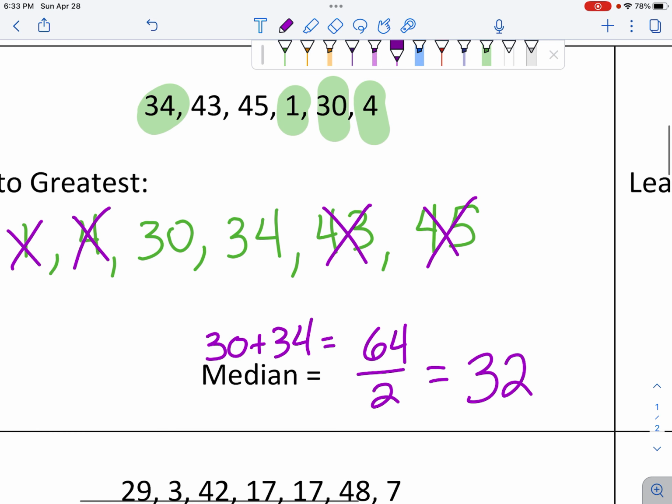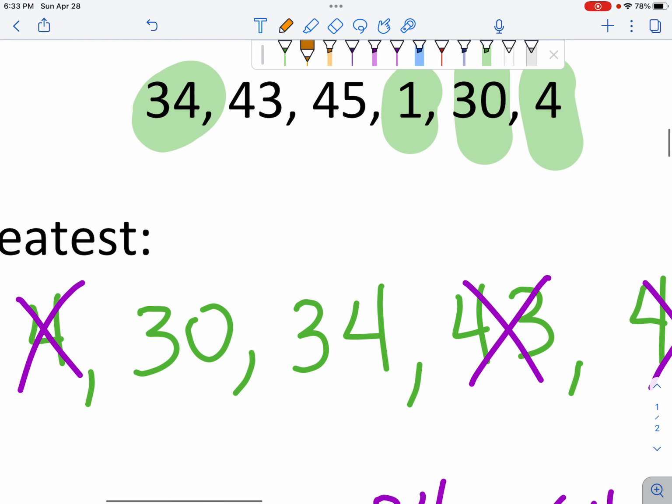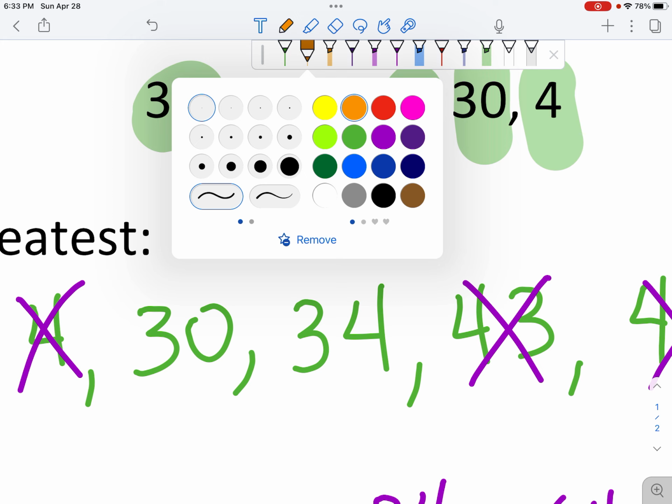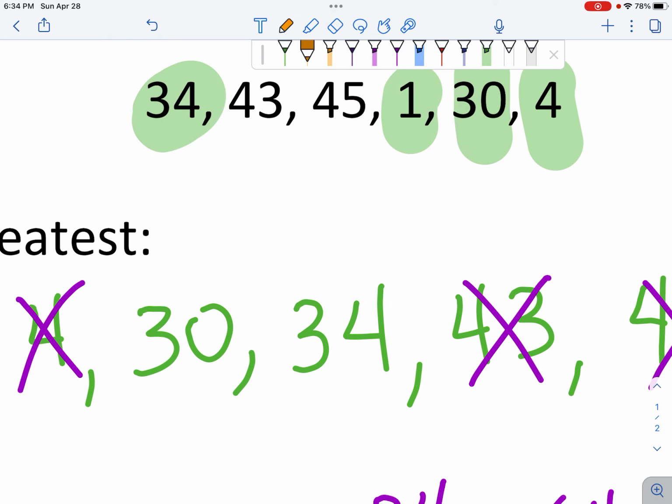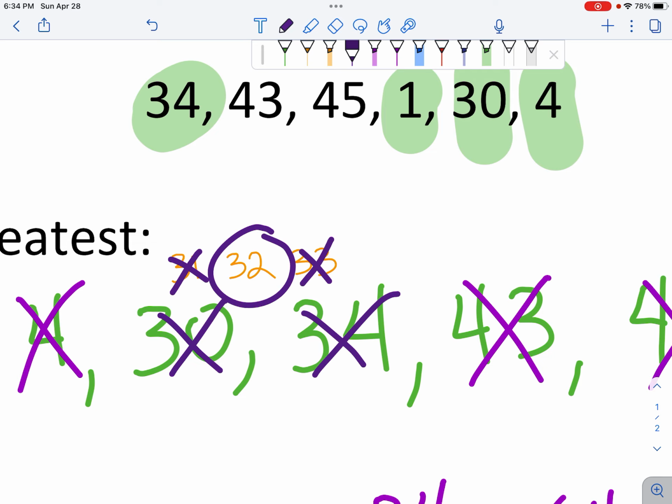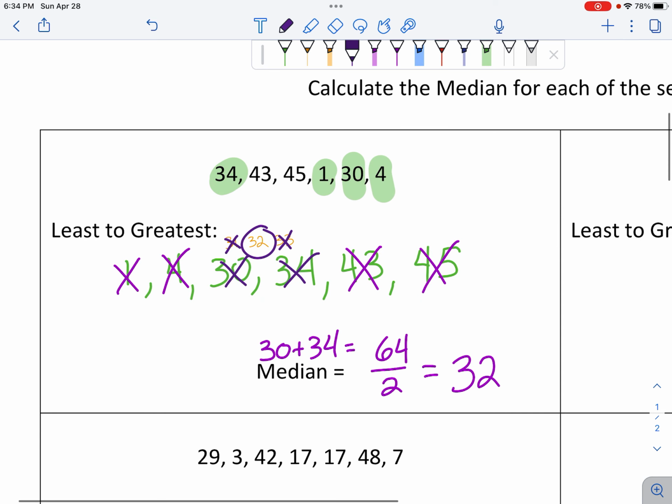There's another way that I also really enjoy, and it's by writing out the missing numbers between 30 and 34. So there's 31, 32, and 33. And then I'm going to keep crossing out. Smallest, biggest. Next smallest, next biggest. Hey, look at the number that's left, 32. Either way, we'll get you the exact same answer.